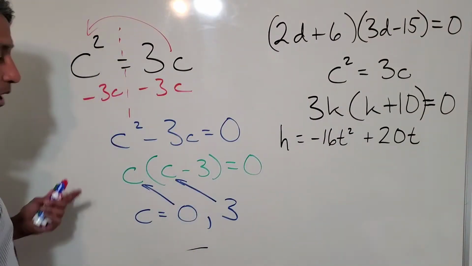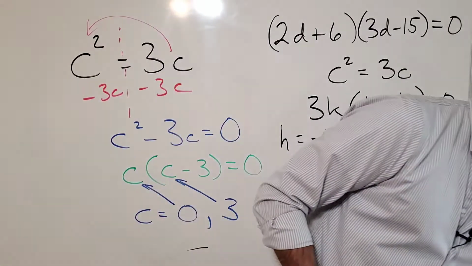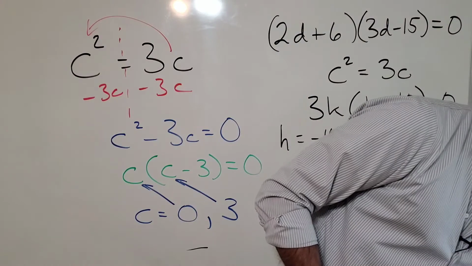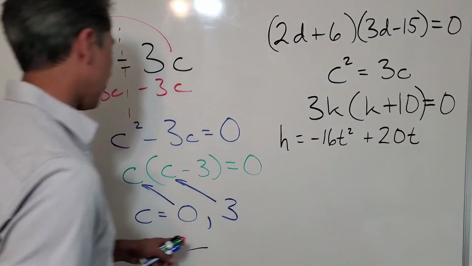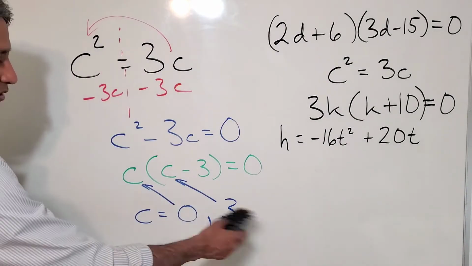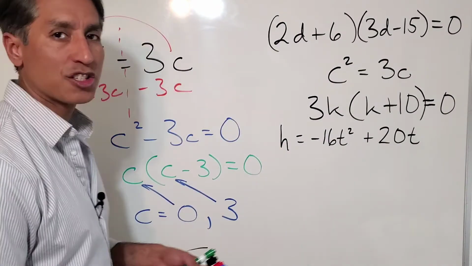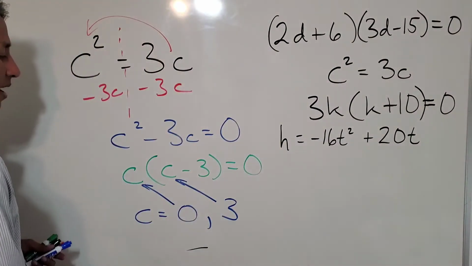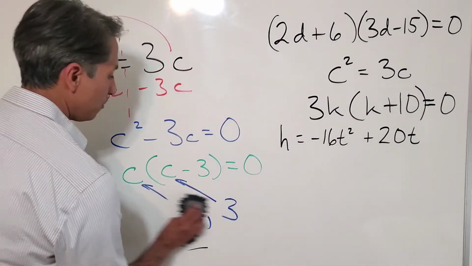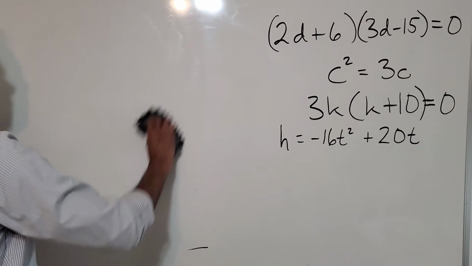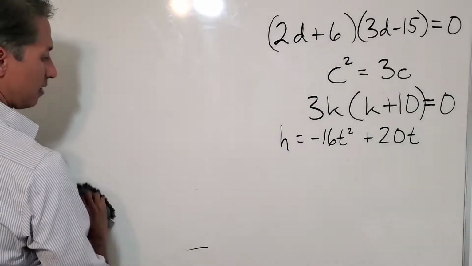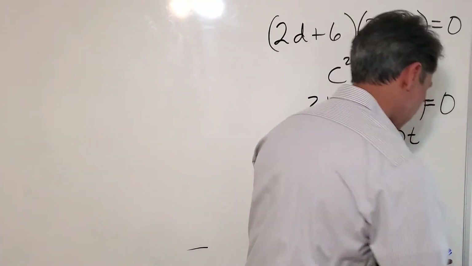Alrighty, so now I have my two answers of 0 and 3. Again, you can write it out like this. If you wanted to just circle them, you could. It's up to you. And then move on to the next problem. All right, let's see here.